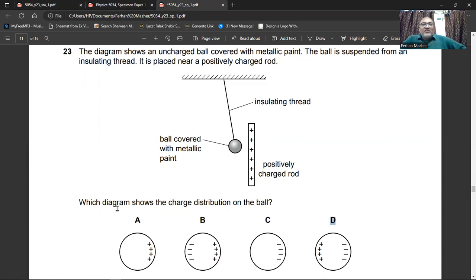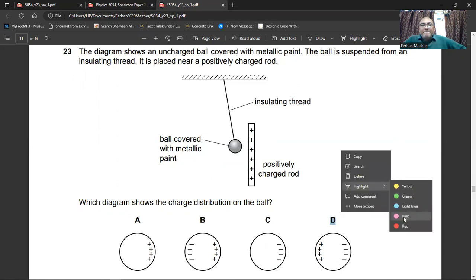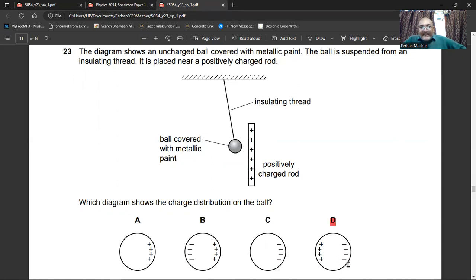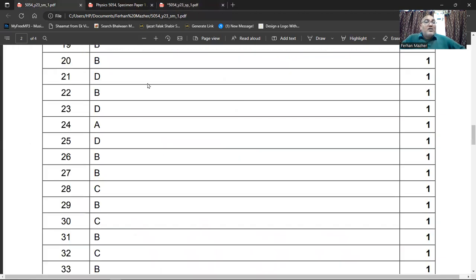So the question is, which diagram shows the best charge distribution on the ball? I think that will be, you see, the right side will be negative, the left side will be positive, negative, positive, they will be equal to each other. D is the best option. Question number 23, D is the right option, sir.